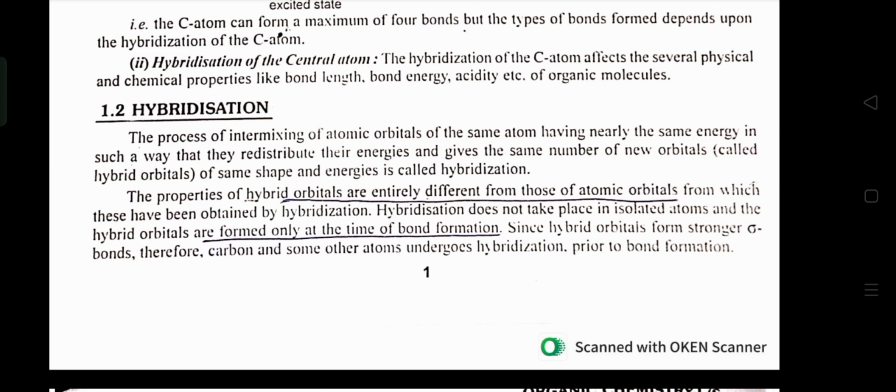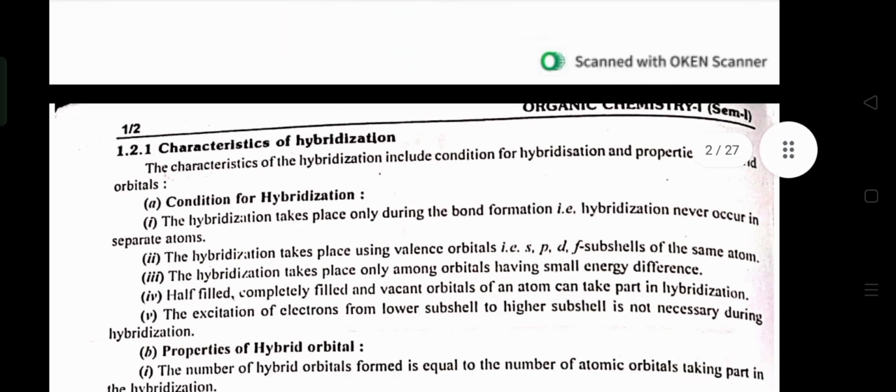The properties of hybrid orbitals are entirely different from those of the atomic orbitals from which they have been obtained by hybridization. Hybridization does not take place in isolated atoms, and the hybrid orbitals are formed only at the time of bond formation. Since hybrid orbitals form stronger bonds than pure orbitals, carbon and other atoms undergo hybridization prior to bond formation.